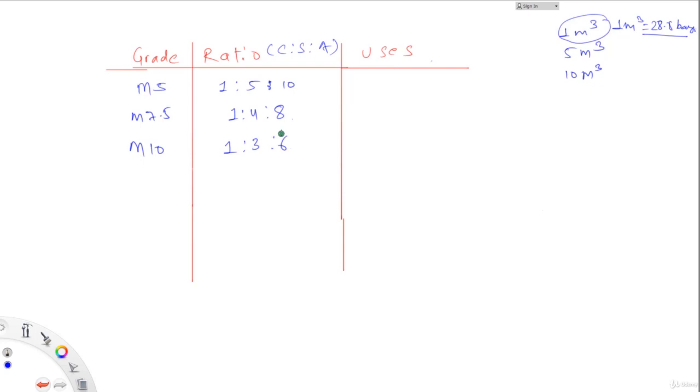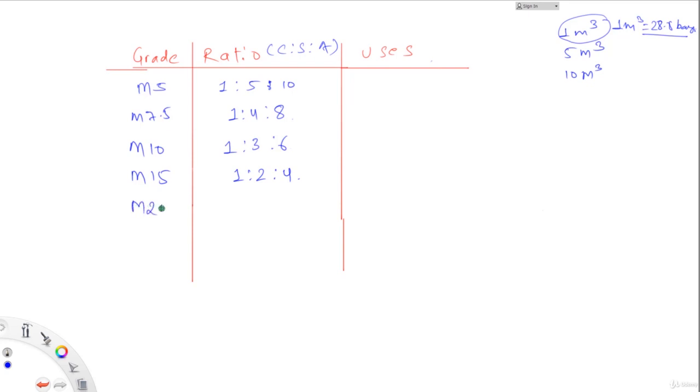If you use 3 meter cube of cement, that means if you want a bigger volume, then you have to use 9 meter cube of sand and 18 meter cube of aggregate. So if you use these things in this particular ratio, you will get M10 grade of concrete, the concrete having 28-day characteristic compressive strength of 10 megapascal. Next is M15. M15 has got the ratio of 1:2:4.